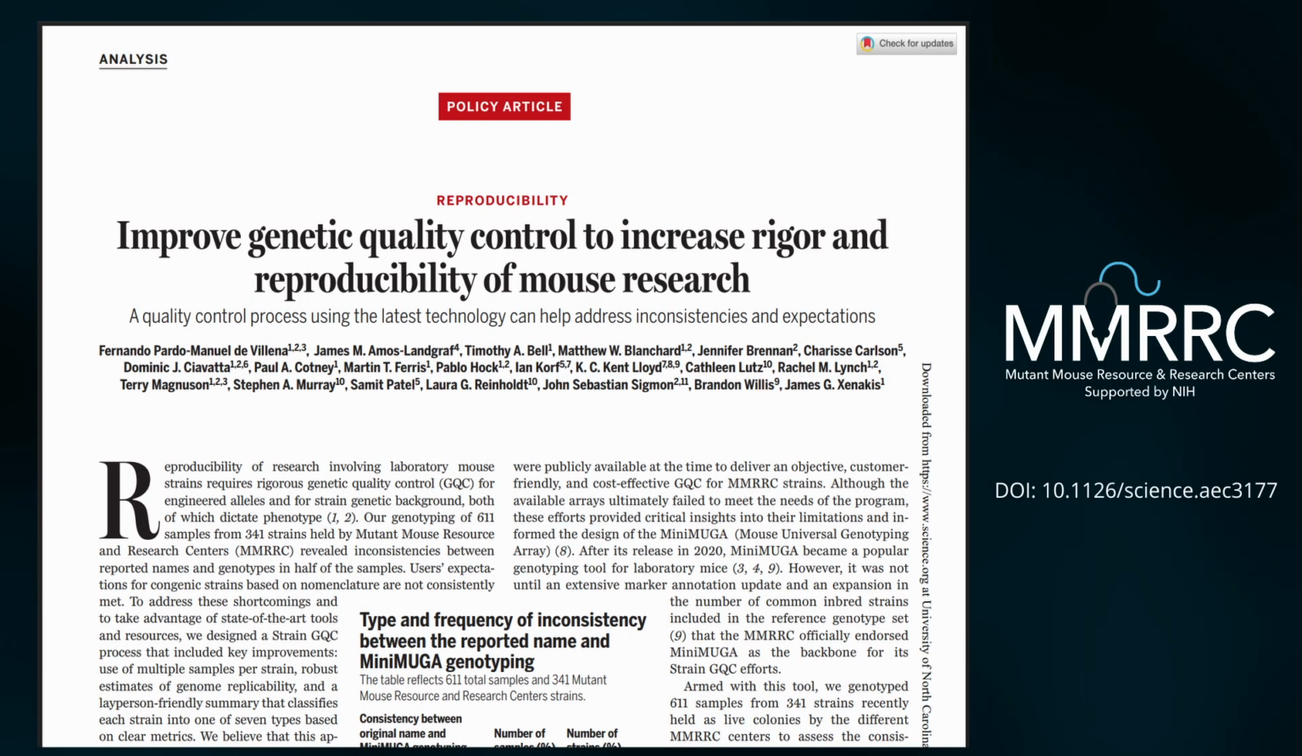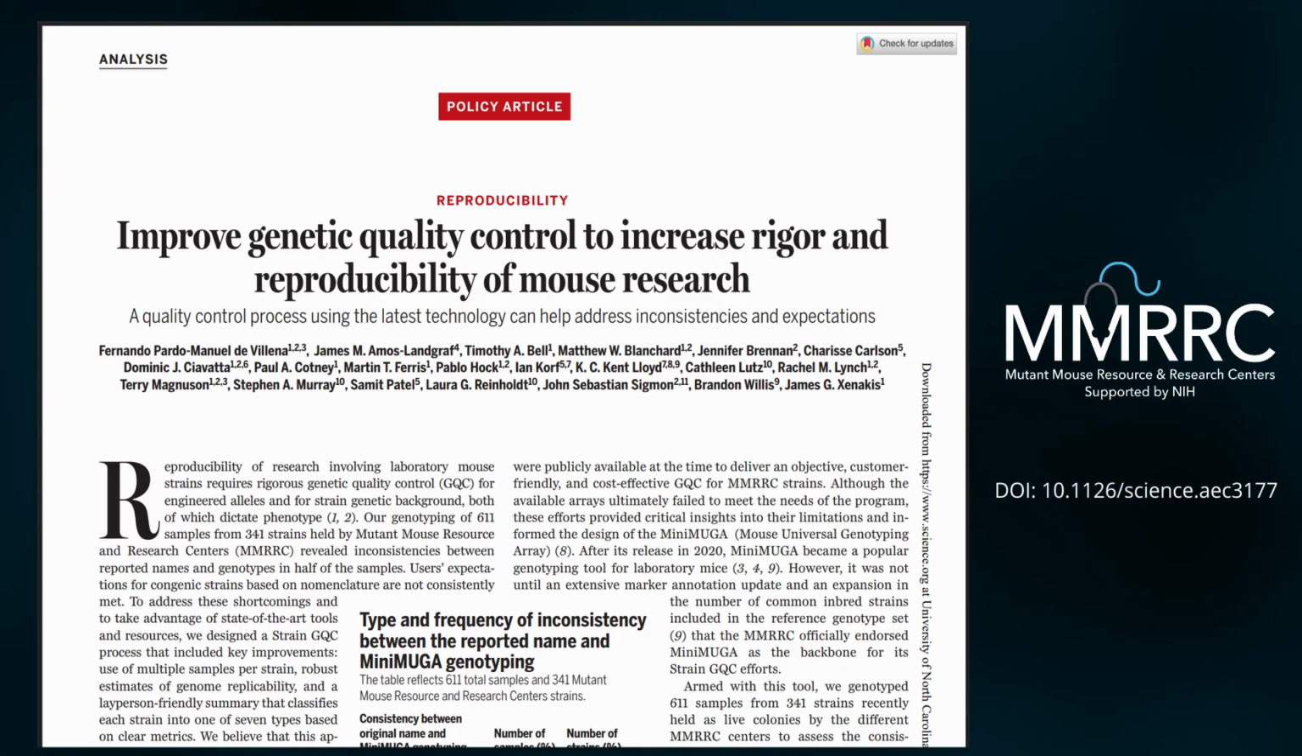A recent advance in the MMRRC strain GQC process, described in our science article, is the validation or the characterization of the genetic background present in a given strain. The MMRRC strain GQC process achieves this goal with remarkable accuracy using state-of-the-art platforms and bioinformatic pipelines.